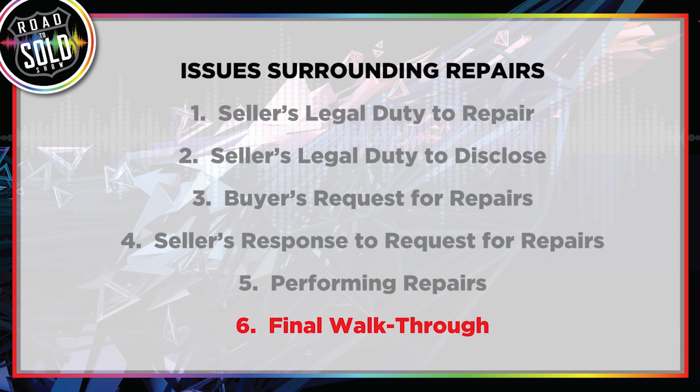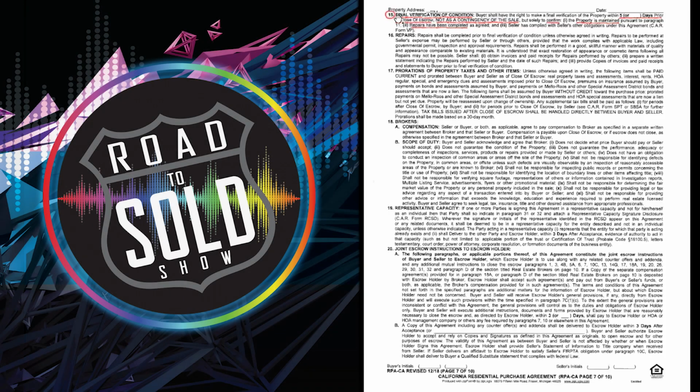And then finally, the final walkthrough. So the final walkthrough, there's one important clause in this paragraph that's misunderstood. So I'll talk about that in a moment. I'll talk about the whole paragraph. The final verification of condition is accomplished by a walkthrough 5 days prior to close of escrow. You can modify that date. And it is not a contingency of the sale.